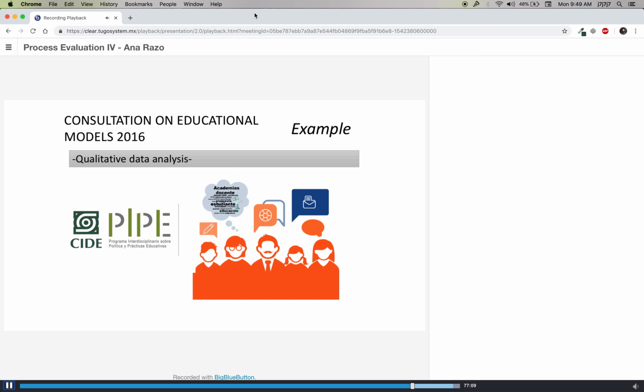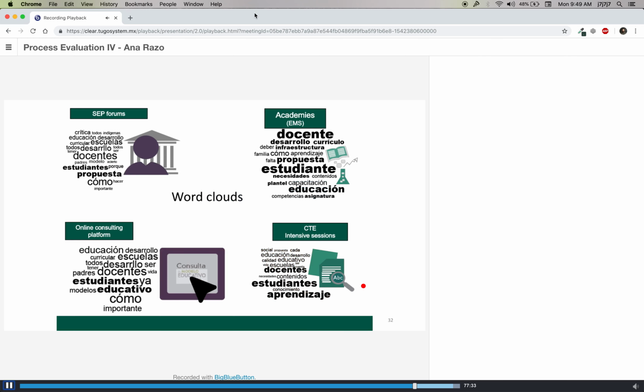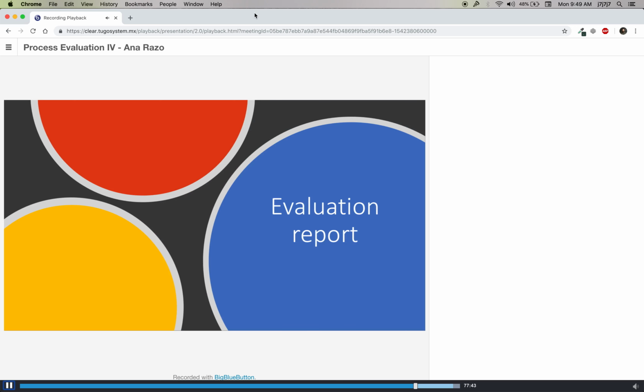I am not going to talk about these slides because we do not have enough time, so we are going to skip them. As you can see, this is one of the strategies. This was word clouds, the most basic one, but we already talked about the hermeneutic part. This analysis has to do with factual, descriptive, and explanatory. So I would like to talk about the evaluation report.